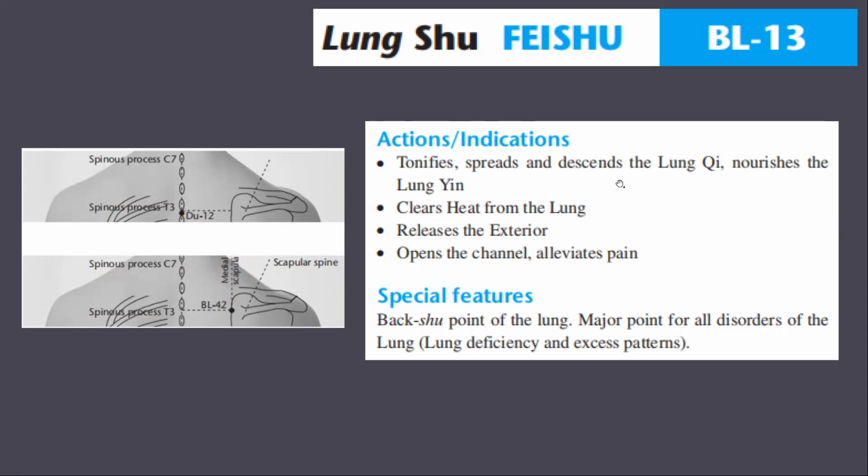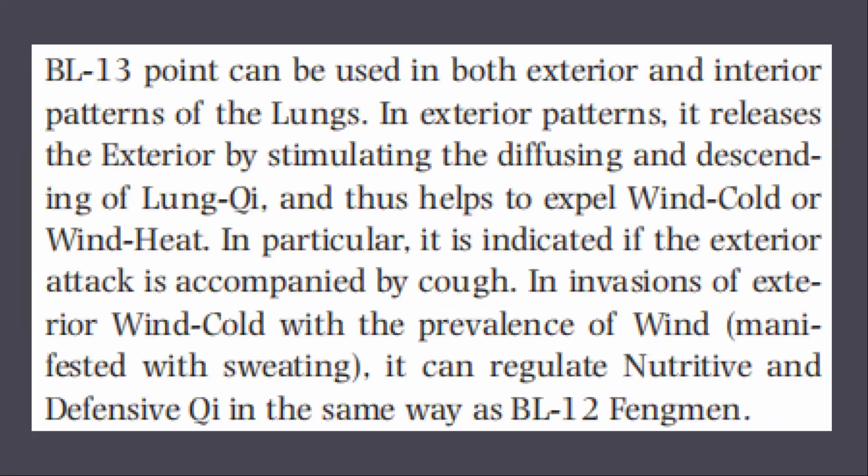Bladder 13 can be used in both exterior and interior patterns of the lungs. In exterior patterns, it releases the exterior by stimulating the diffusing and descending of lung qi, and thus helps to expel wind cold or wind heat. In particular, it is indicated if the exterior attack is accompanied by cough. In invasions of exterior wind cold with the prevalence of wind manifested with sweating, it can regulate nutritive and defensive qi in the same way as bladder 12 Fengmen.